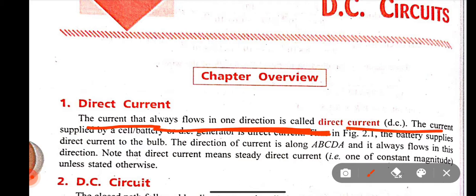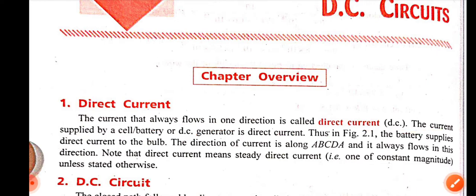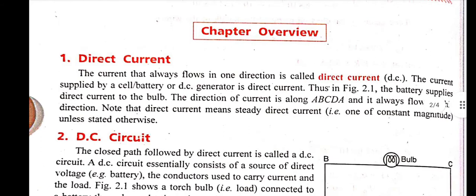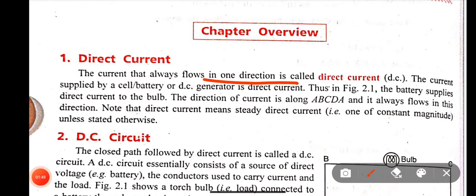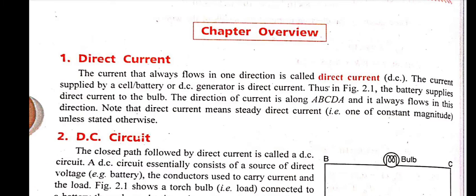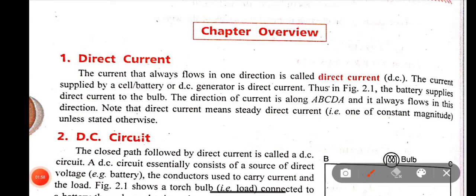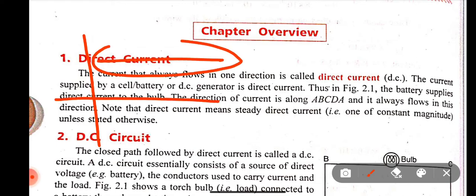The current supplied by a cell or battery or a DC generator is known as direct current, right? So that current which flows in one direction is known as direct current, and it is supplied by a cell or battery or DC generator. If I relate it to a graph, suppose this is the graph of direct current, then it is in only a single direction, only one direction.